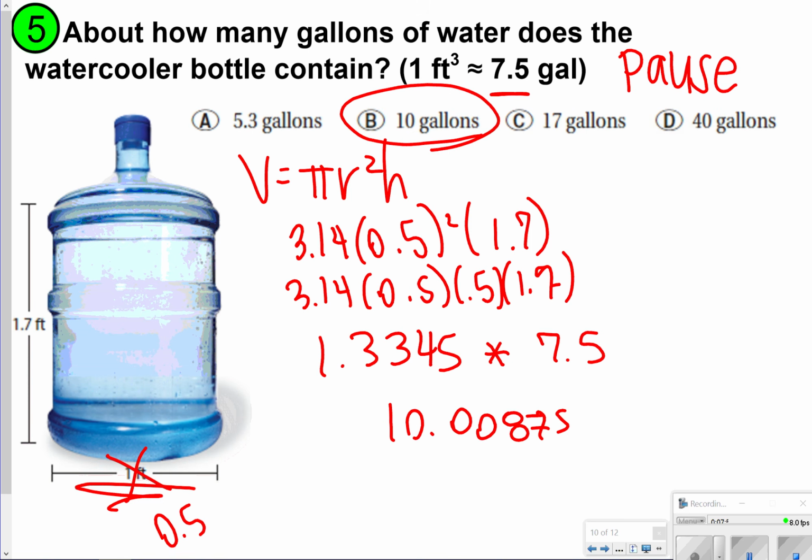When I did it the first time, I got 40 gallons, and that's because I used 1 for radius instead of 0.5. Just make sure you're using radius instead of diameter.